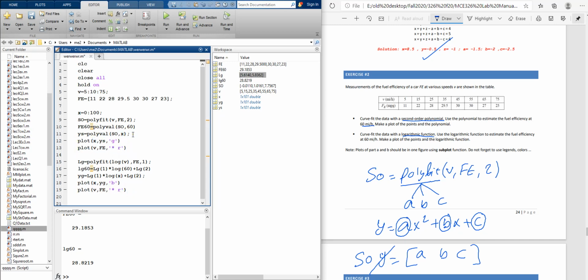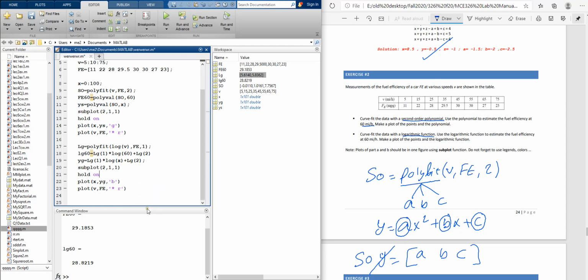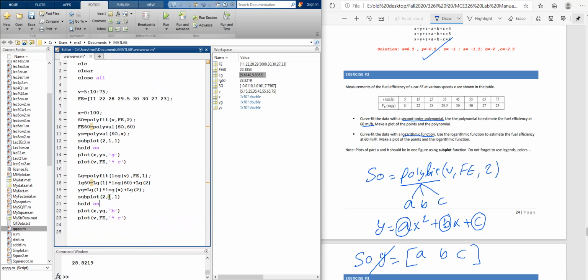So I will use subplot here. I want them in two rows, one column, so 2 by 1, this is the first one, followed by hold on. Remove the previous one from here, no need for it. I will use the same for the other one, Control C, and here Control V. See, subplot two, this is the second plot. I'm plotting the original data with the curve-fitted data using the algorithm. Here, the original data with the curve-fitted second order polynomial.